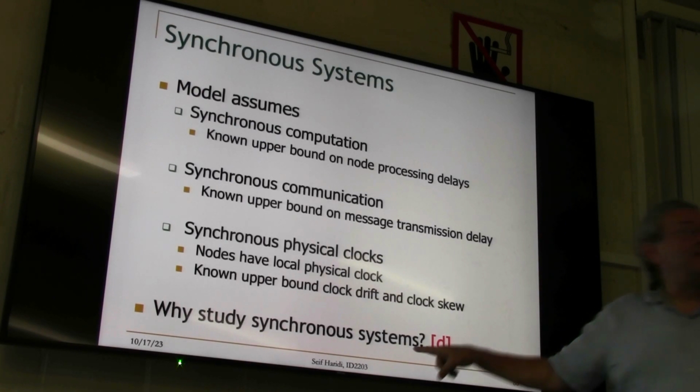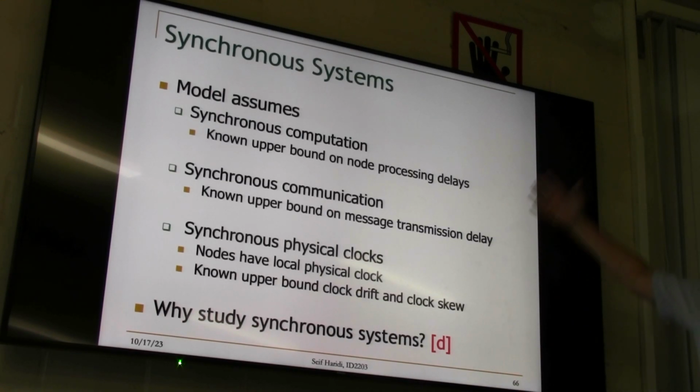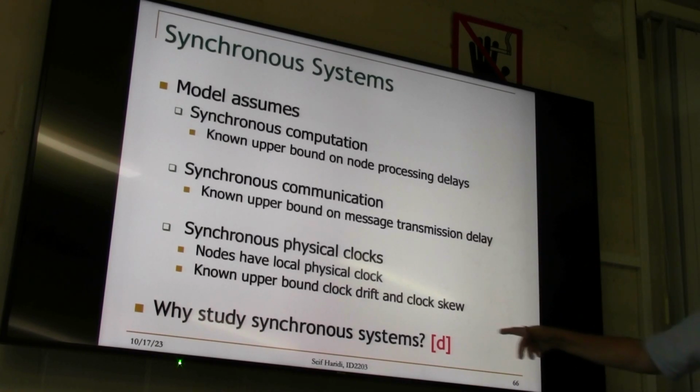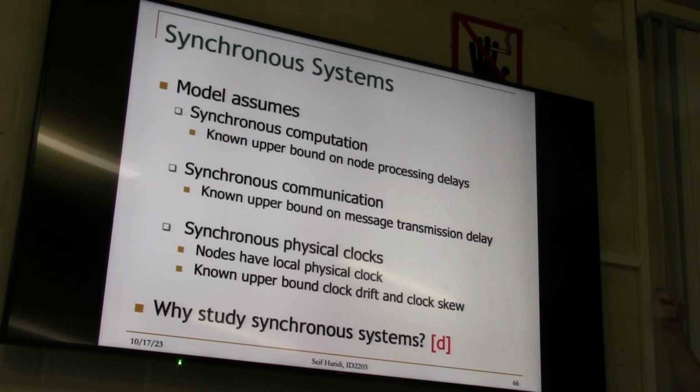So why do we study these systems? What do you think? Maybe they're not practical. The internet is not like this. What's the reason to study these systems? There are actually many reasons. Why do you want to understand this kind of system? Well, there's a theoretical reason and a practical reason to study them. You tell me the practical reason.